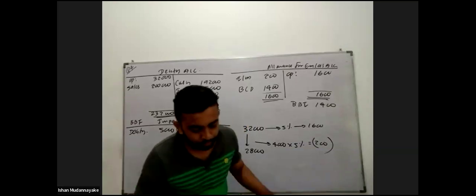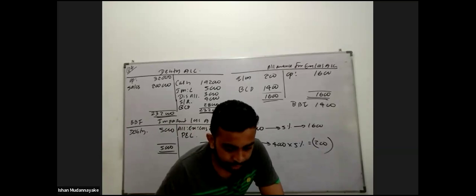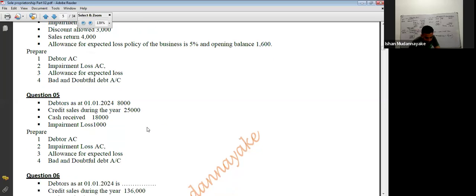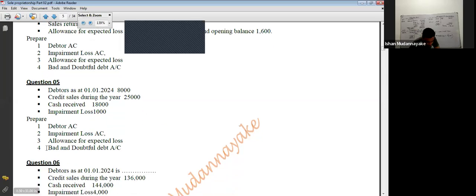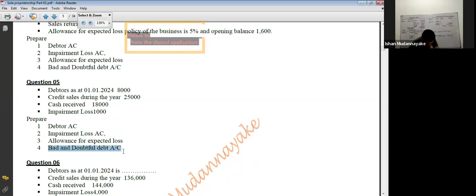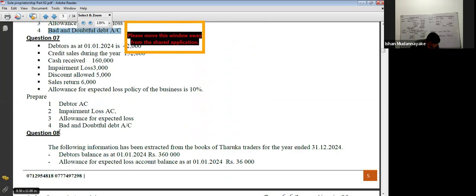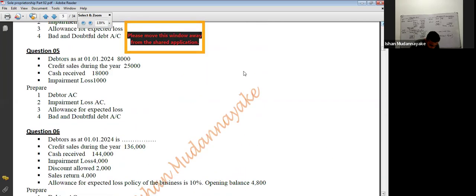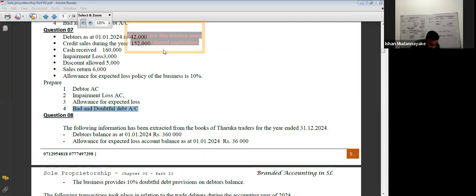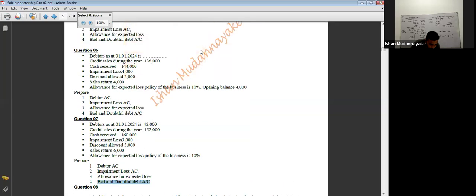Can you complete question numbers 5, 6, and 7 and send me the answers? In question number 5, please remove the fourth requirement. In question number 6 also, remove the fourth requirement. In question number 7 also, remove the fourth requirement. Now quickly complete questions 5, 6, 7.